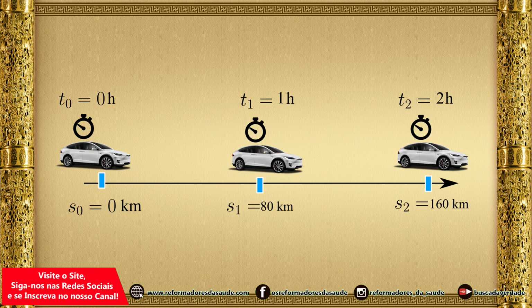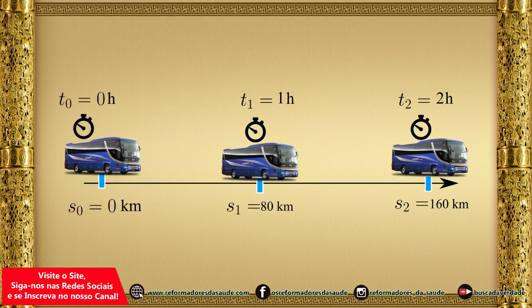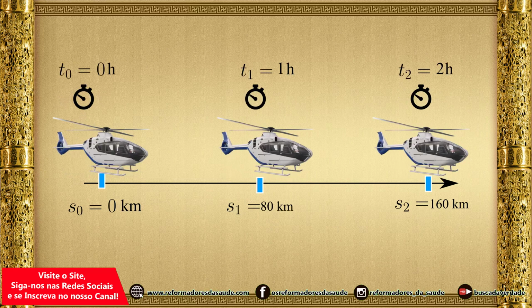A car leaves the garage, then changes its position, thus moving. Therefore, movement is the variation in the position of a body. A bus starts and leaves the terminal, it changed position, thus starting to move. A helicopter leaves the heliport and starts to fly, it changed position, then it started moving. Therefore, movement is the variation in the position of a body.